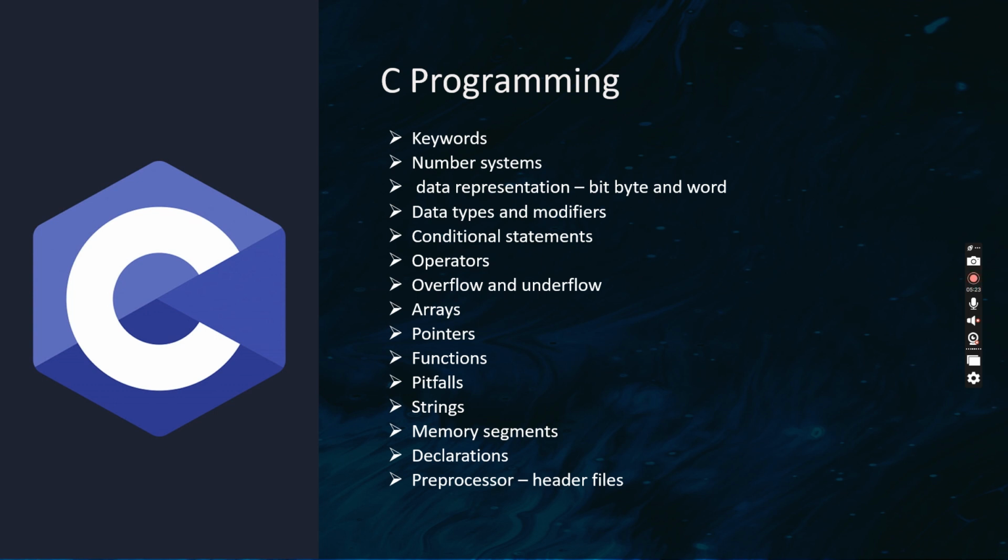Then we come to number systems. C programming supports all four types of number systems: decimal, octal, hexadecimal, and binary. We mostly use hexadecimal.